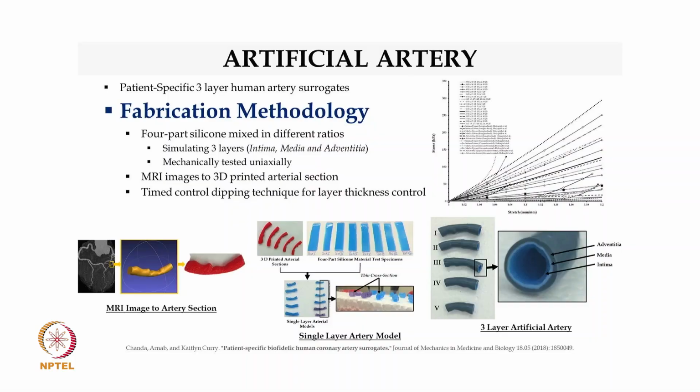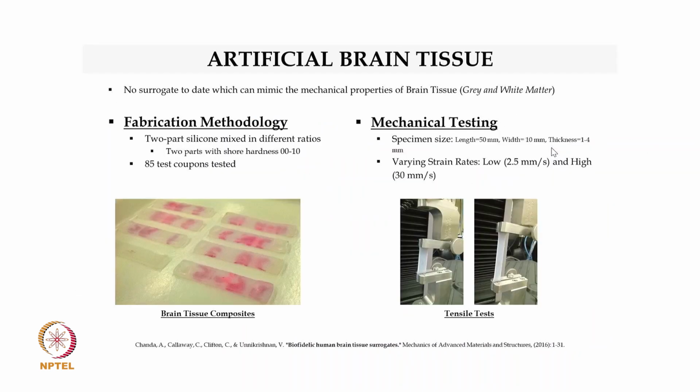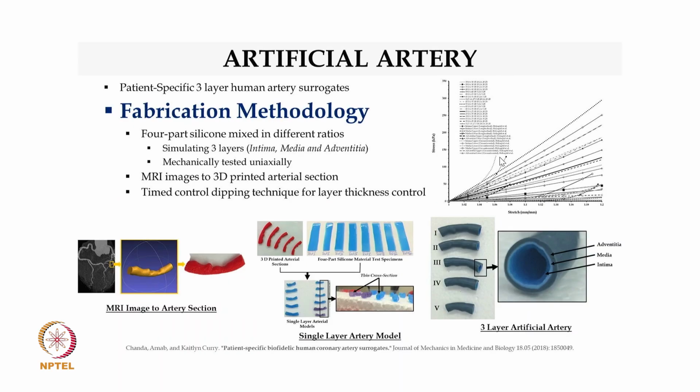So after the MRI 3D printing, we created the 4-part silicon mixture in different ratios. Each of these, so now we had 3 different ratios simulating the properties of the different layers. If you look at the graph on the right, you are looking at a very cluttered plot. Let me just go into that. Maybe I can zoom in.